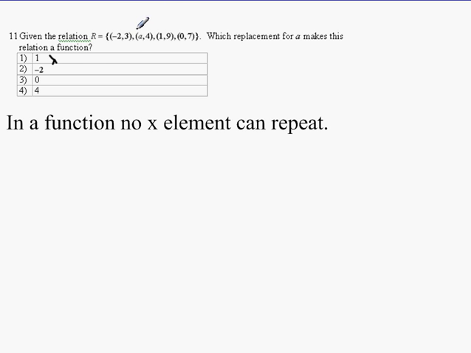Let's go to choice 2. Can it be negative 2? Again, it can't be negative 2 because we already have negative 2 as an x element here. So cross out negative 2. Can it be 0? No, it can't be 0 because we already have 0 as an x element. So by process of elimination, we're left with choice 4. And this makes sense because there is not another ordered pair with 4 as an x element.